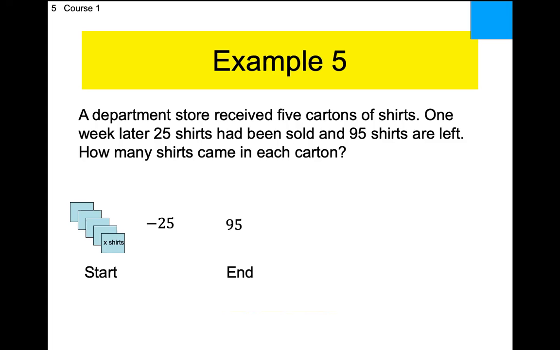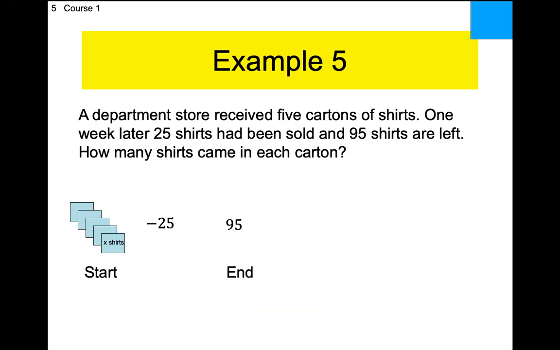So the equation is from this picture. We said that the picture of the boxes is, what do we get from here? 5X, because in each box, there's X shirts. So 5 times how many shirts? If there's 1 shirt in each box, 5 times 1, there's 5 shirts. But if there's 2 shirts in each box, it's 5 times 2. We don't know how many shirts are in each box, so it's 5 times X.